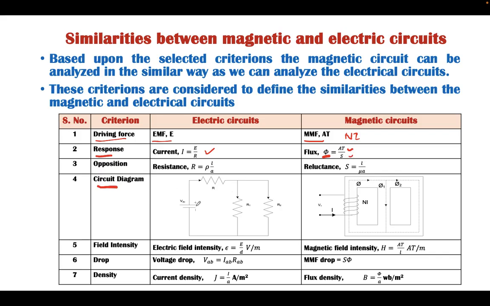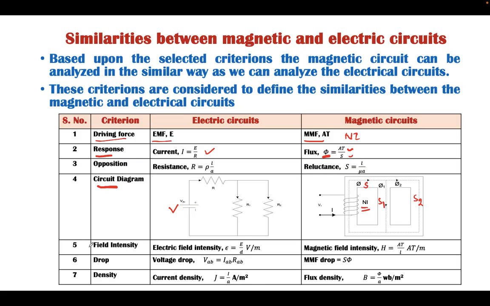An electrical circuit can be represented as a series and parallel combination of resistances. Similarly, a magnetic circuit can also be represented as a series and parallel combination of different reluctance paths. The reluctance of this is S, the reluctance of this is S1, the reluctance of this path is S2. Hence, these two circuits are equivalent to each other. Here the source is EMF or voltage, here the source is MMF, that is given by N into I.